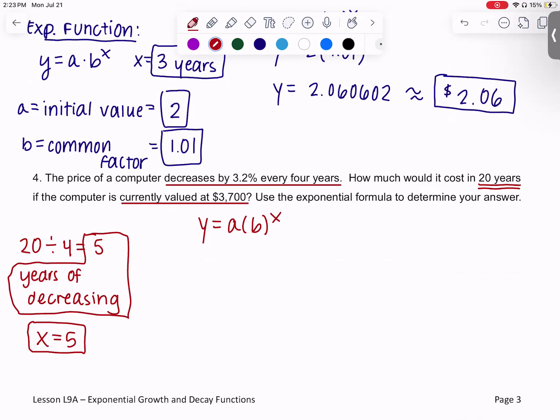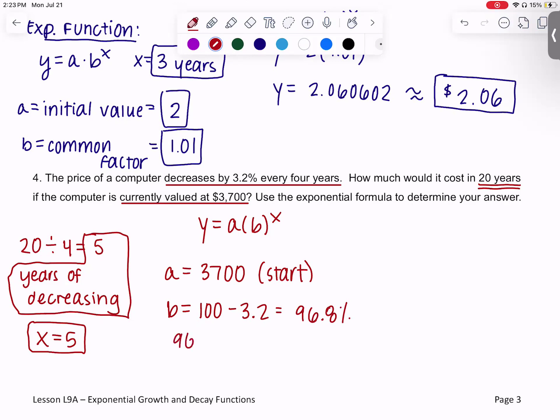So here a is $3,700. That's the starting amount or the initial value. b is how much it's decreasing by. So it's 100% to start minus 3.2%. Another way to write it is 96.8%. 96.8% divided by 100 is 0.968.